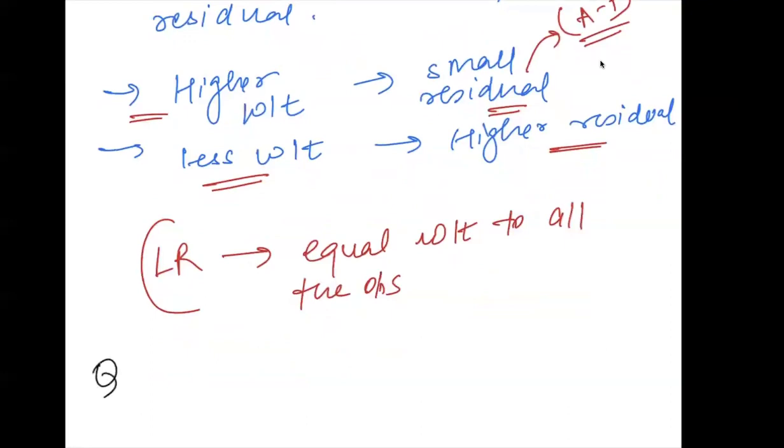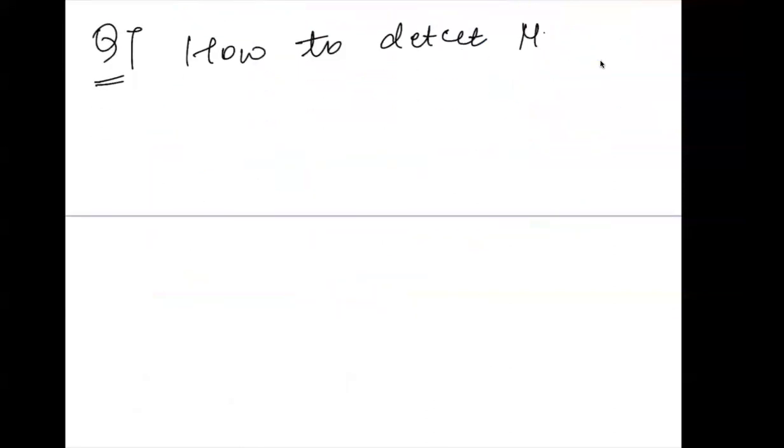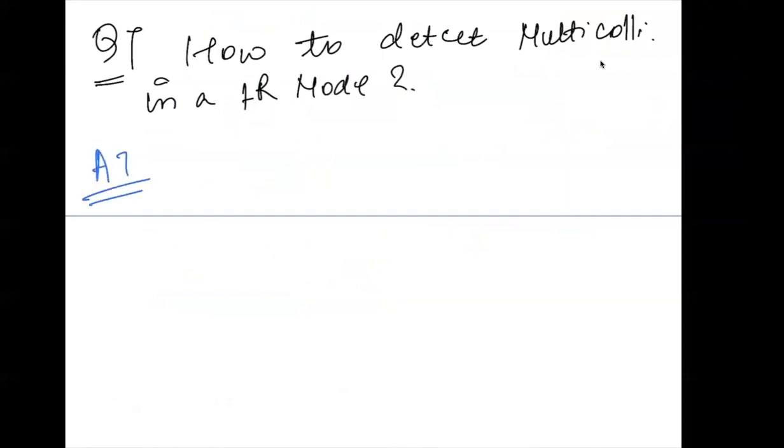So this is question 7. How to detect multicollinearity in a linear regression model, right? Before going deep into the test, what is multicollinearity? Multicollinearity is nothing but it refers to a higher correlation between two or more independent variables in the model.